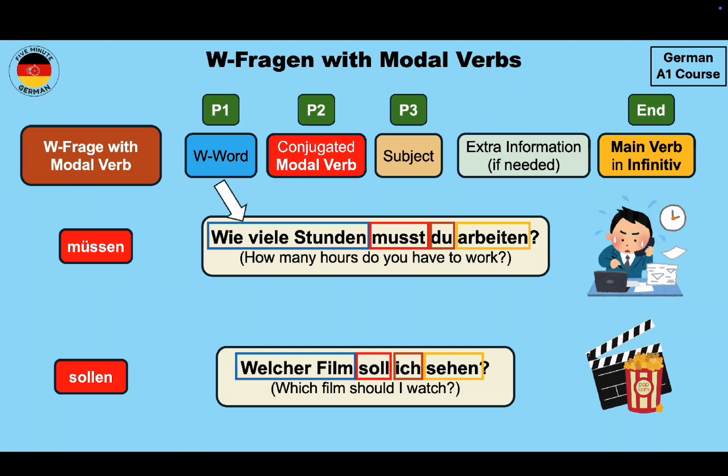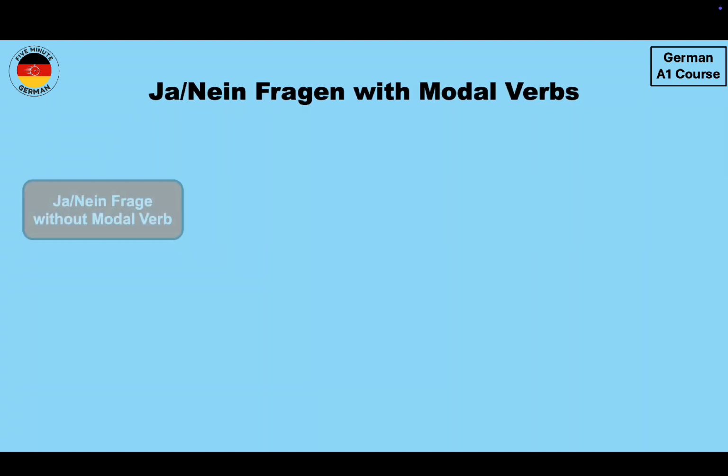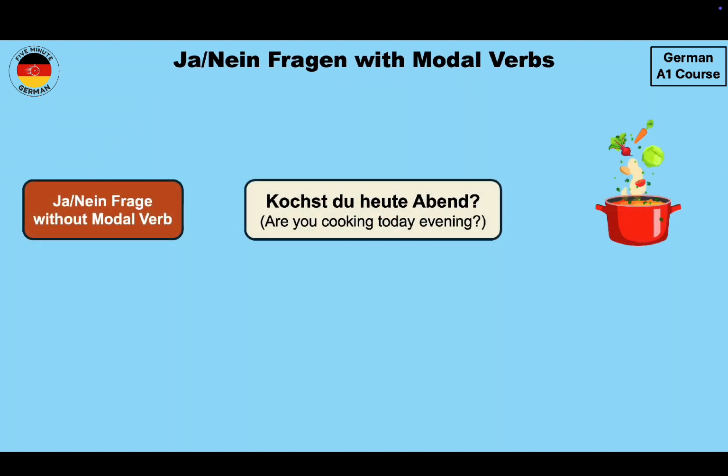So this was the concept of W-fragen with modal verbs. Now let's take a look at Ja, Nein Fragen with modal verbs. So a simple Ja, Nein Frage without modal verb will be Kochst du heute Abend? Are you cooking today evening?